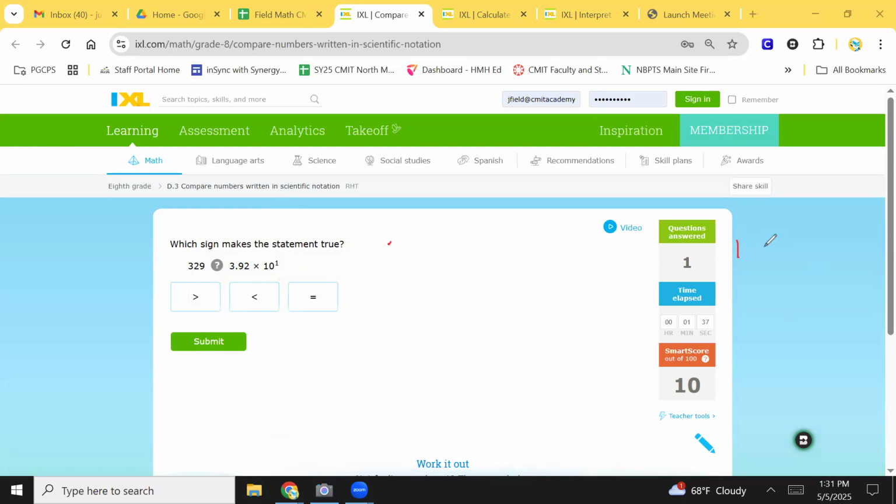So here we got another success criteria. I can compare numbers in scientific notation and standard form. Sorry about my abbreviations, but I'm saying it out loud. All right, 329 and 3 point... So what is this in standard form? Times 10 to the first means we're going to move the decimal point over one space. So we would have 39.2.